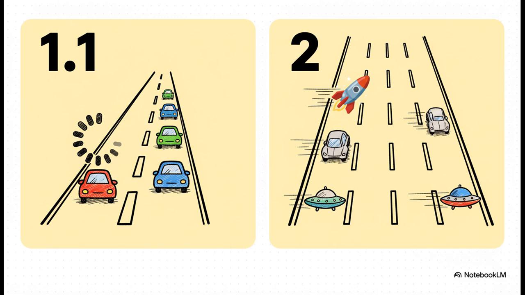HTTP/1.1 was like a single-lane road. If one big slow truck, like a high-res image, was in front, everybody else had to wait. It was called head-of-line blocking. HTTP/2 completely changed the game with multiplexing. It turned that single lane into a massive, multi-lane superhighway. Now all the cars, the images, the text, the scripts, can all travel at the same time in their own lanes. It's why modern websites feel so snappy.